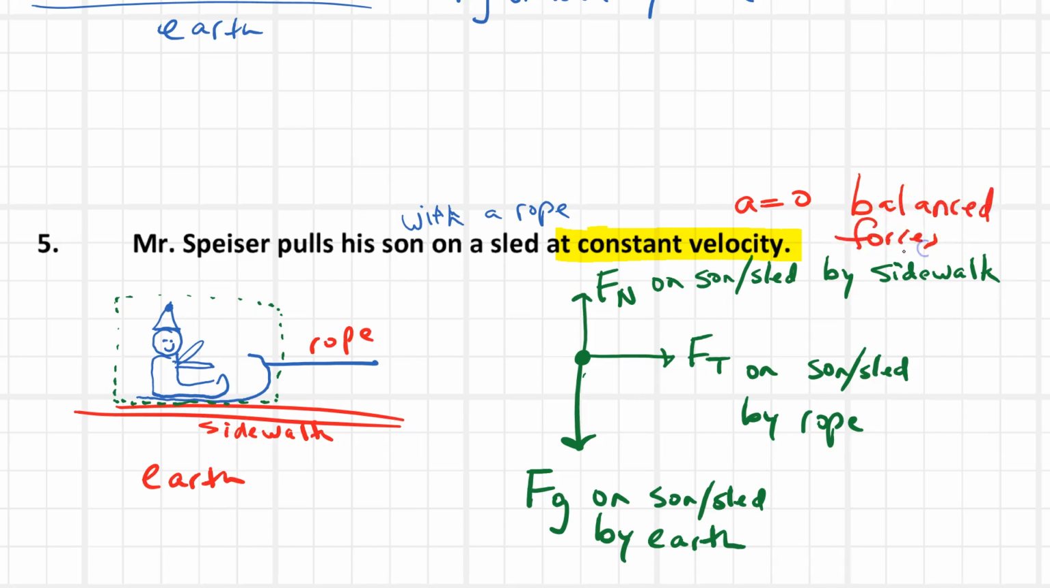So if the forces are balanced, then I've got to make them balanced. They're not balanced right now, so I need to have a force that goes this direction. What would that be? And I think you may know, that would be friction. So I have the force of friction on the son slash sled by the sidewalk. In terms of which ones would be equal, these two would be equal, and these two are equal.